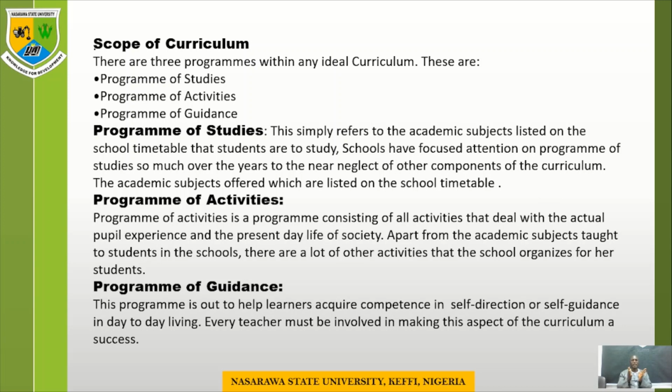We said there are 3 programs within an ideal curriculum. And what are these programs? We said they are the program of studies, the program of activities, and the program of guidance. These are the areas that the curriculum deals with or covers. Now, when we look at the program of studies, we said this simply refers to the academic subjects listed on the school timetable that students are to study.